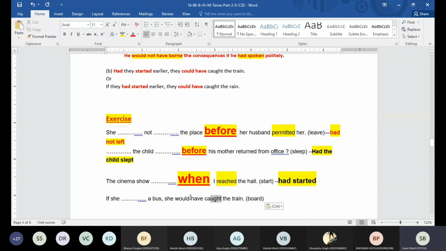Okay, if she dash a bus, she would have caught the train. We have would have caught. Which conditional we have? Which conditional is this? Impossible condition. Okay, we can say this is third condition, right? Which tense are we going to use on the first side? If she dash a bus. Simple past or past perfect tense? Past perfect. So what should be the right sentence? If she had missed a bus, she would have caught the train.